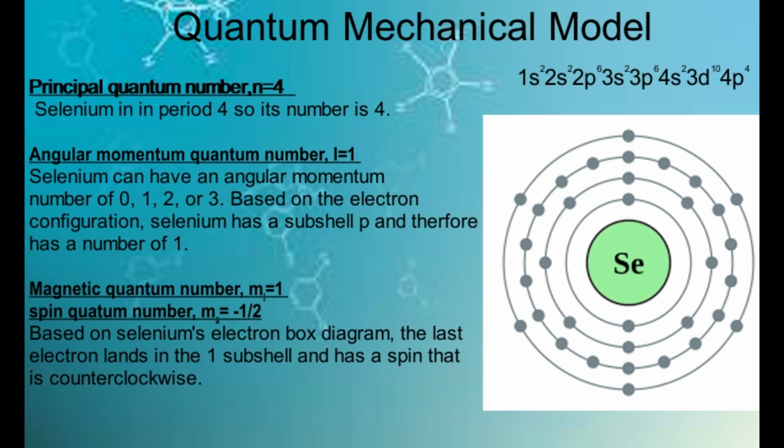Selenium has a magnetic quantum number of 1 and a spin quantum number of -1/2. This is based off of selenium's electron box diagram, which shows the last electron landing in the 1 subshell and has a counterclockwise spin.